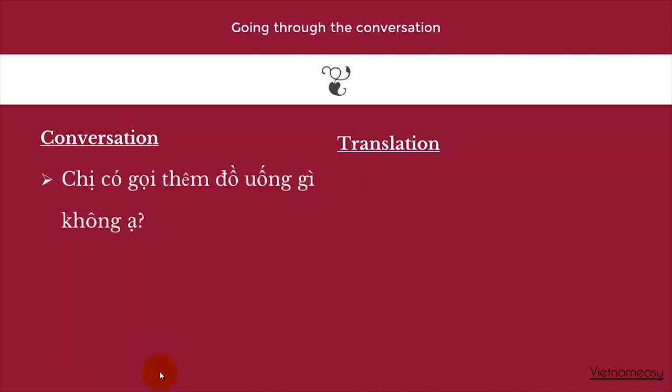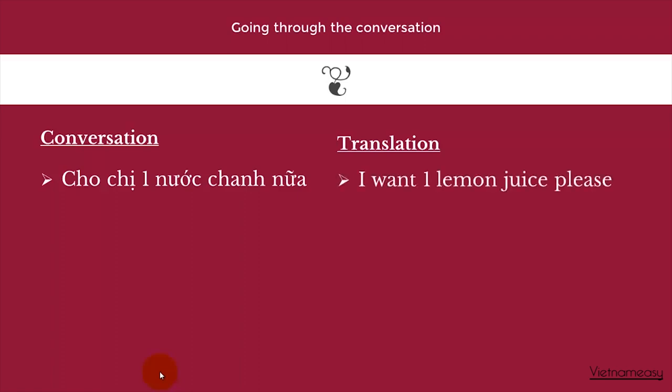Chị có gọi thêm đồ uống gì không ạ? This one means, do you want to order any drinks? Cho chị một nước chanh nữa. This means, I want one lemon juice, please.